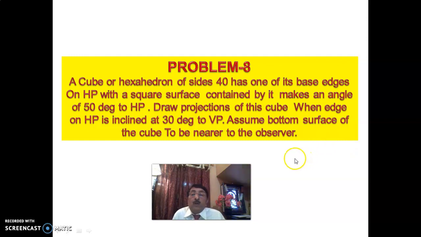Now you go for problem 8, which says a cube or hexahedron. A cube or hexahedron, both are the same. It has only one side. It is resting on one of its base edges on HP, with a square surface contained by it making an angle of 50 degrees to HP. Draw projections of this cube when the edge on HP is inclined at 30 degrees to VP. Assume the bottom surface of the cube to be nearer to the observer.